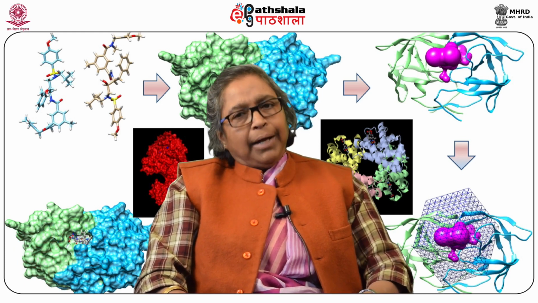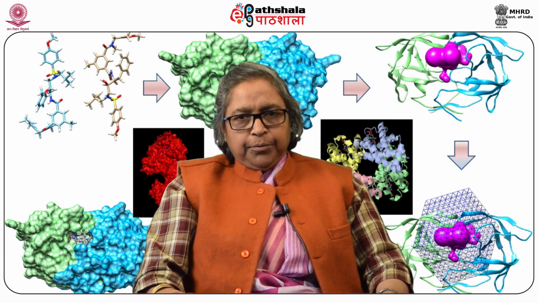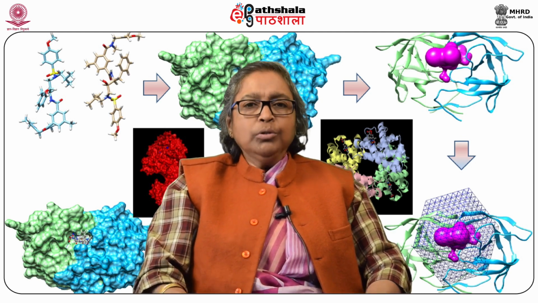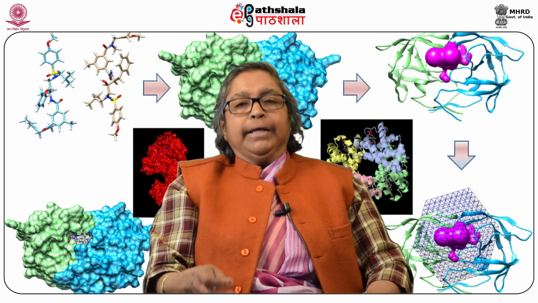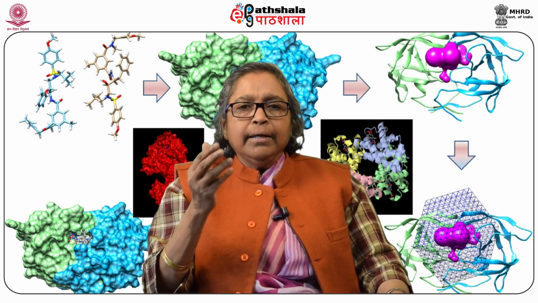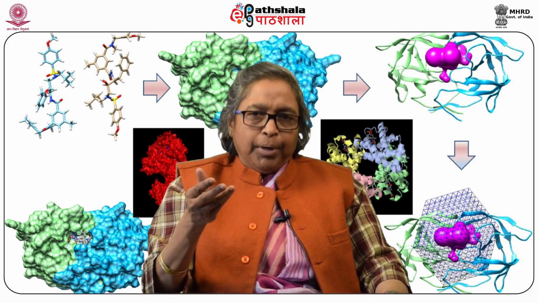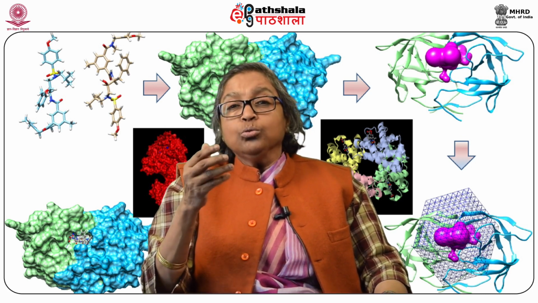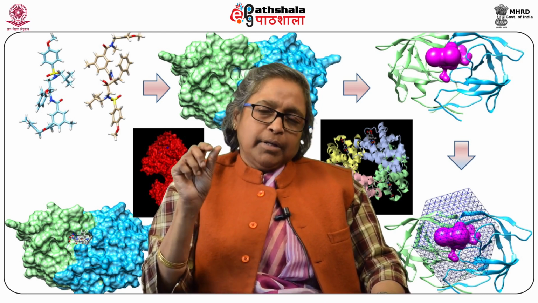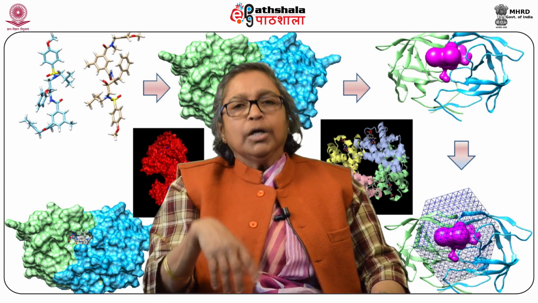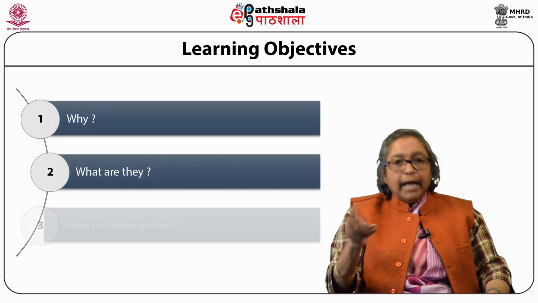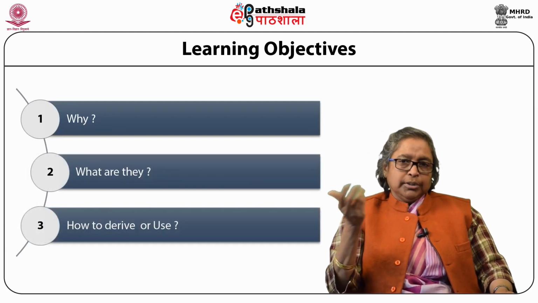The paper is Computational Biology. Here the learning objectives are: once you dock the molecules, what would be your criteria to find that you are properly selecting compounds? Also, how to efficiently predict the binding efficiency of the molecules. So, we will discuss why they are used, what they are, and how to derive them for this use.